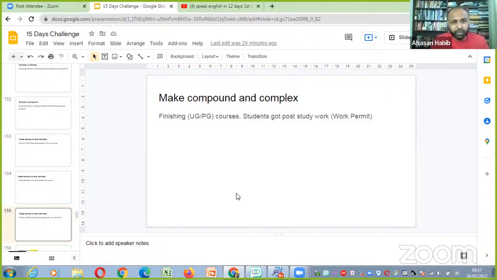Finishing undergraduate or postgraduate courses, students got PSW, post-study work. So now make compound and complex sentences, please. UG means undergraduate, PG means postgraduate. So finishing undergraduate or postgraduate courses, students got post-study work.